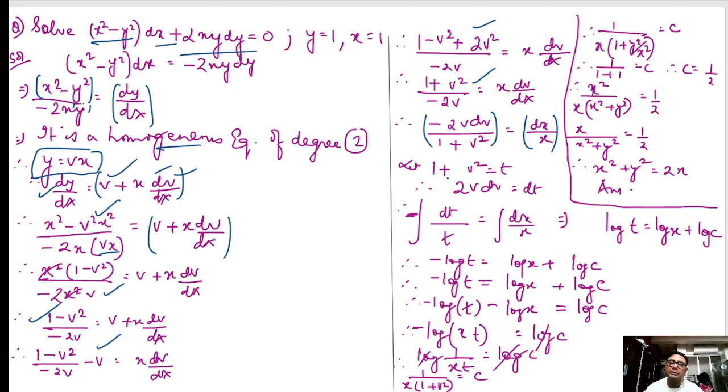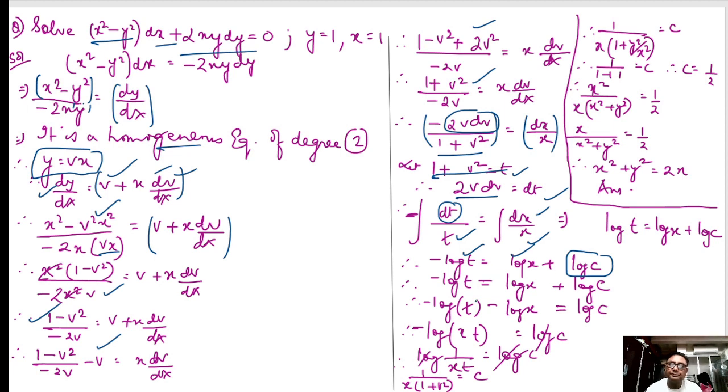Now let us take 1 plus v square as t. So 2v dv becomes dt. And the bottom part we have taken as t. So this is the t, and here is integration of dx by x. So this is minus log t. This is log x. So we will take the constant as log c, because other terms are coming in log, so the constant will be written as log c.